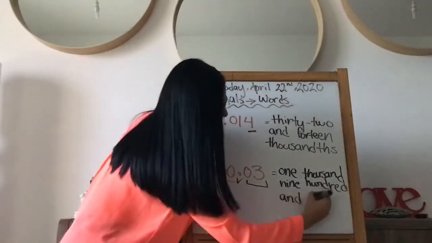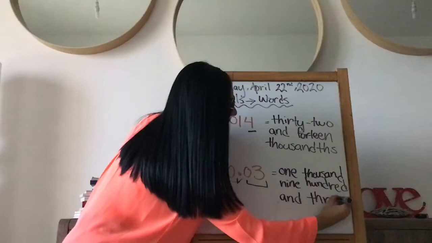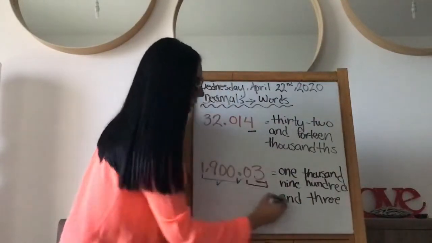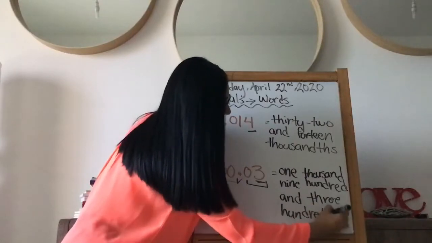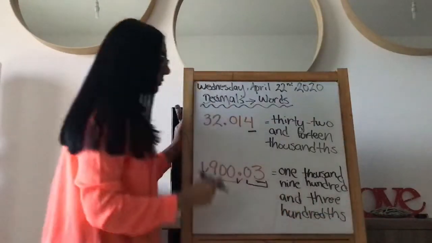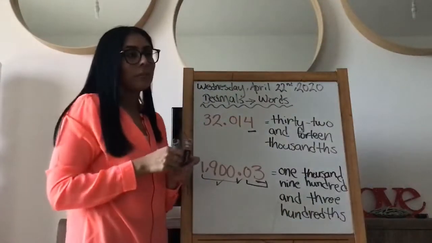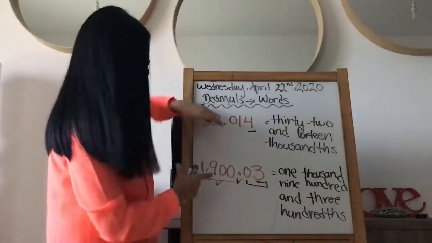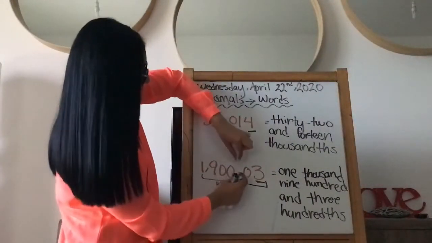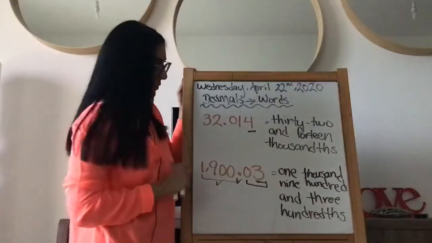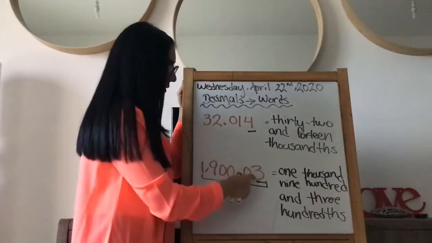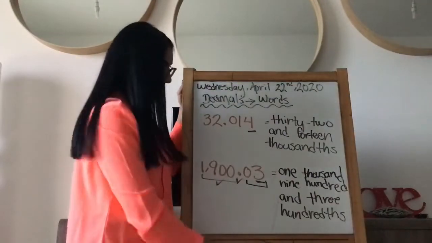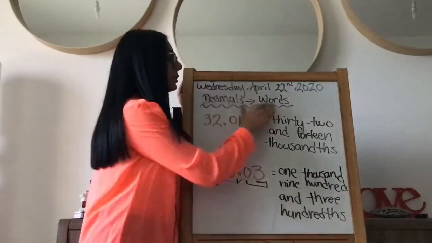I put my 3 what? So what place value is the 3 in? Hundredths. So trust me, if you just take it slow and you do it chunk by chunk, there's very, very minimal chances of you getting it wrong. So do the number before the decimal, then the numbers after the decimal. So this becomes 1,900 and 3/100. Okay? That's when I'm going from my decimal to words.